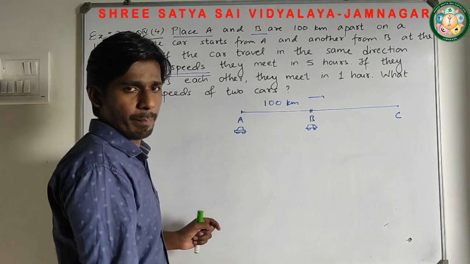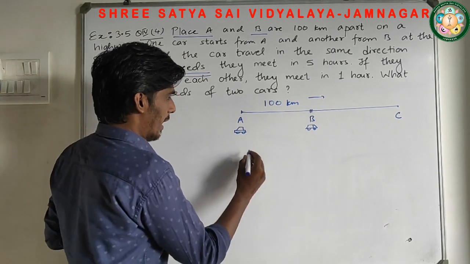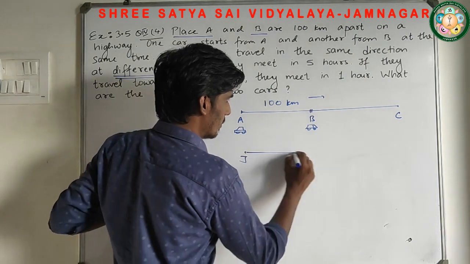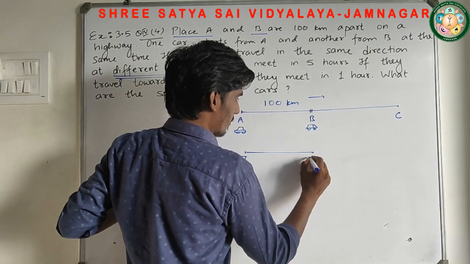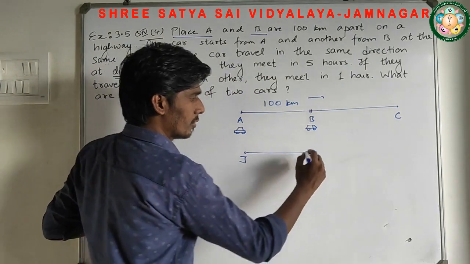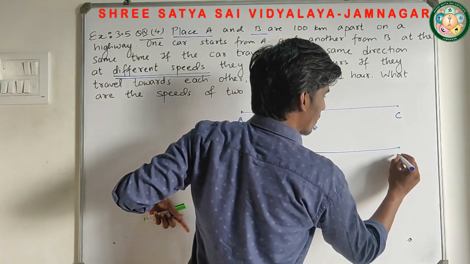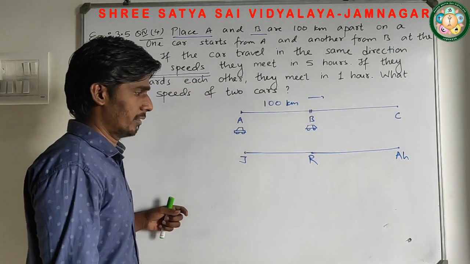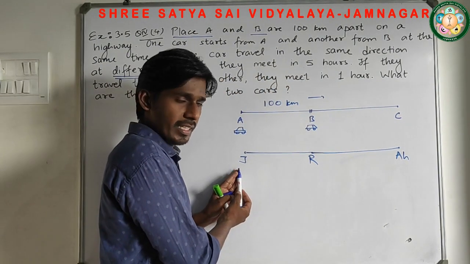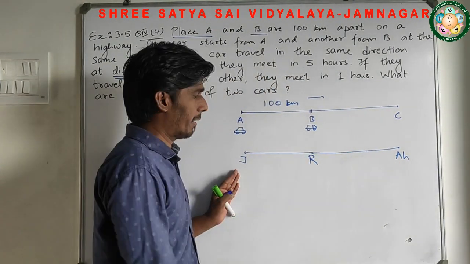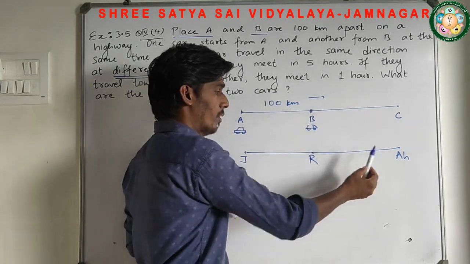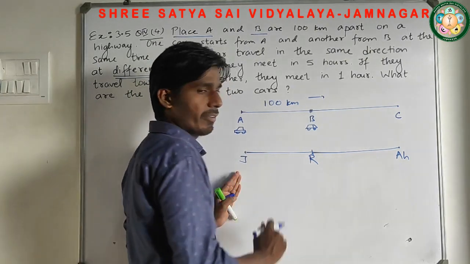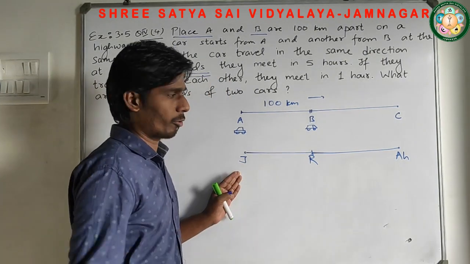If I relate this with a practical example, let's take this point as Jamnagar, this point as Rajkot, and this point as Ahmedabad. This car left Jamnagar and reached Ahmedabad in 5 hours. The other car left Rajkot, and from Rajkot also how many hours did it take? 5 hours. So this is the way you can relate both the questions.